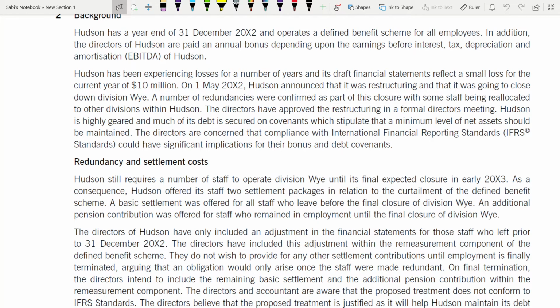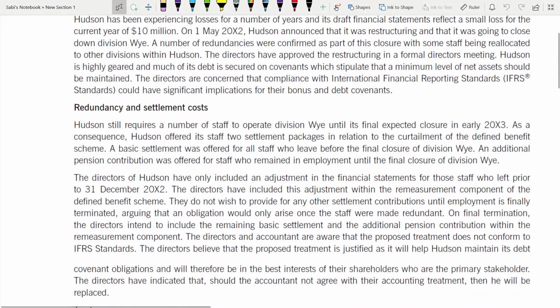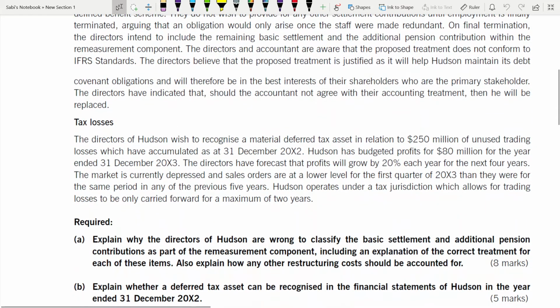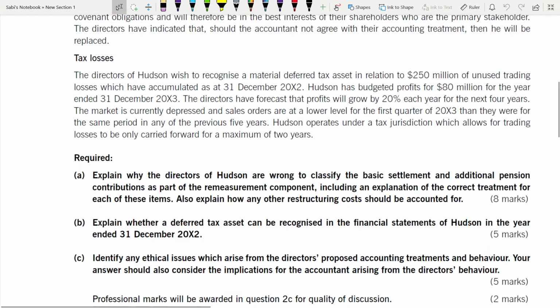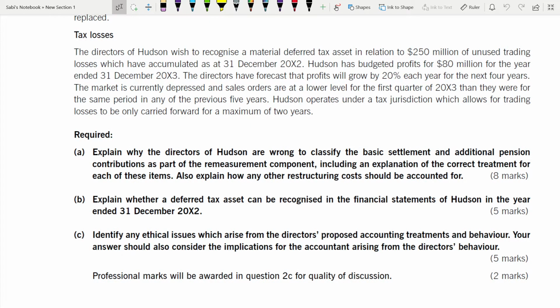IFRS or IAS? Redundancy is related to what? Employee benefit? It could be your IAS 19. And tax losses, it is your IAS 12, right? But that's not it. We can have more IFRS and IAS inside the main one, but at least the subheadings will give you some idea. So now let us read the requirements.